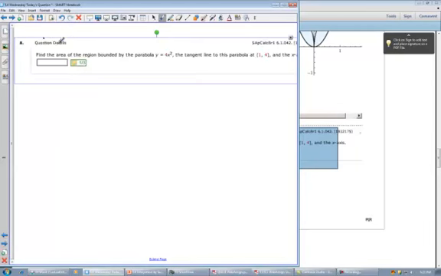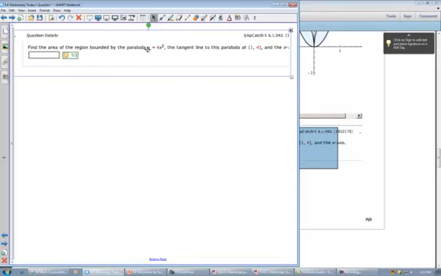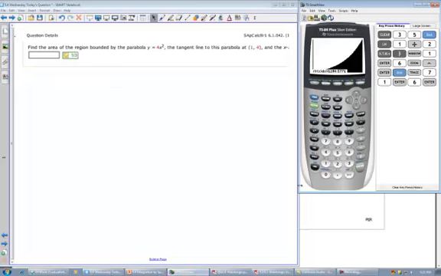So on this one, we're supposed to find the area of the region bounded by the parabola y equals 4x squared, the tangent line to this parabola at (1, 4), and the x-axis. Right, so how do we do this? Well, maybe we should draw a graph first. So let's get a graph going over here.